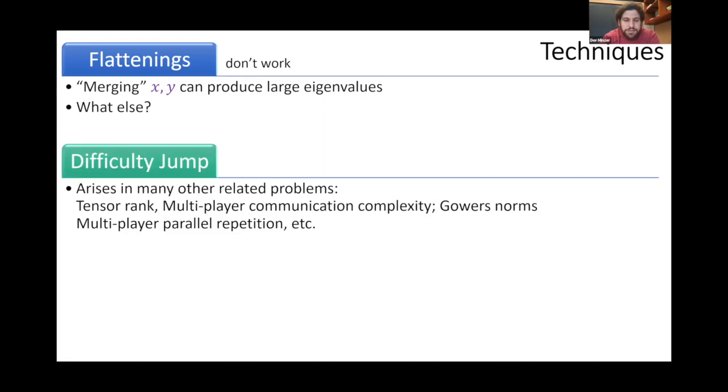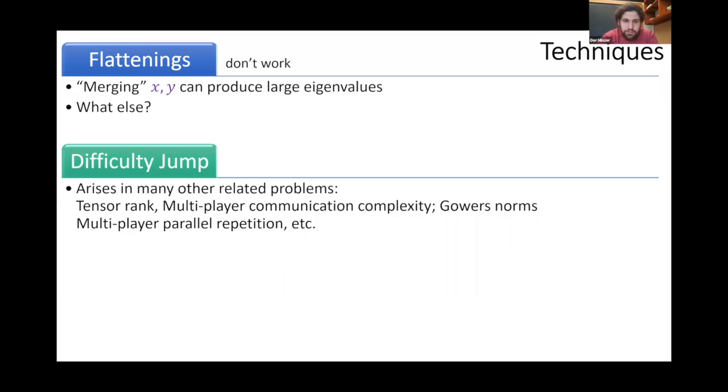And this jump in difficulty arises in multiple problems. So we all know that tensor rank is hard to study. Multiplayer communication complexity is certainly hard. There is this thing called the Gowers norm that becomes very, very hard when you go high enough. You need some heavy guns.